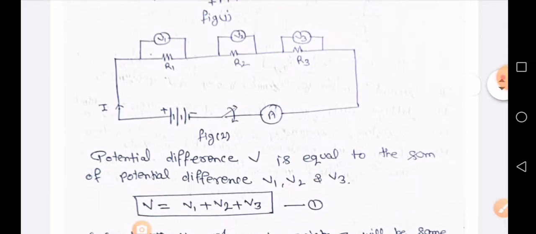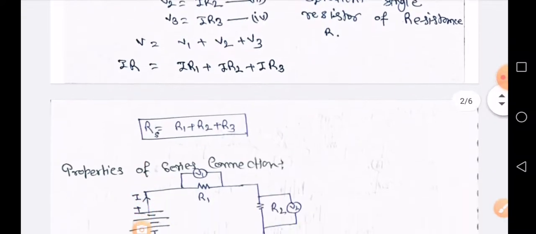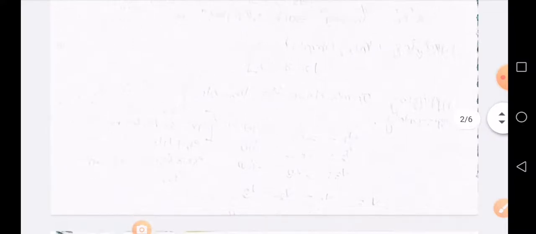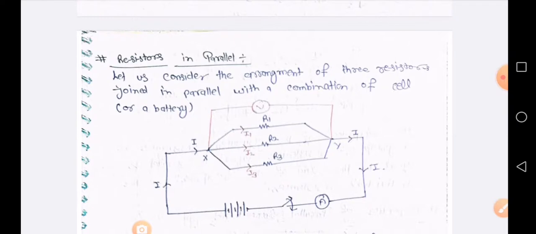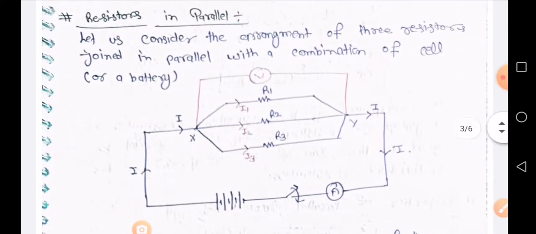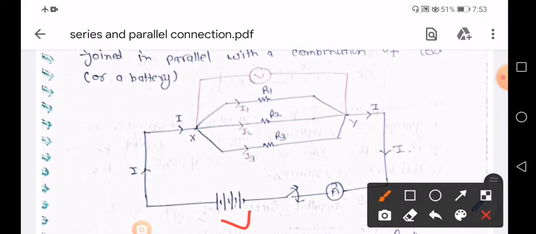First, let us see what a parallel connection is. Consider an arrangement of three resistors joined in parallel with a combination of cells, or a battery. Suppose here I connect a V volt battery, and some current I flows in this circuit. The total current is I, and we mark this point as X and this point as Y.